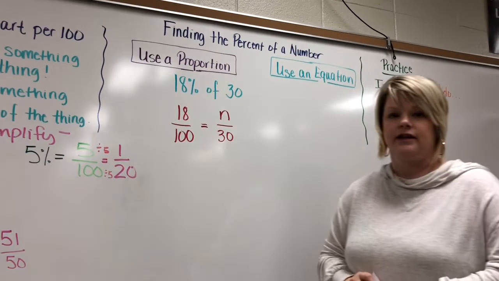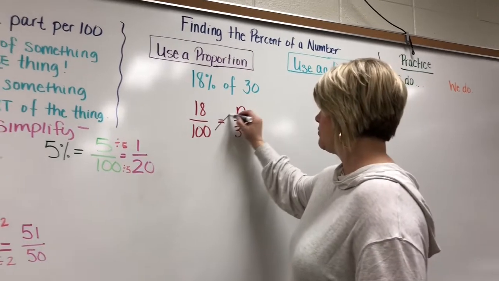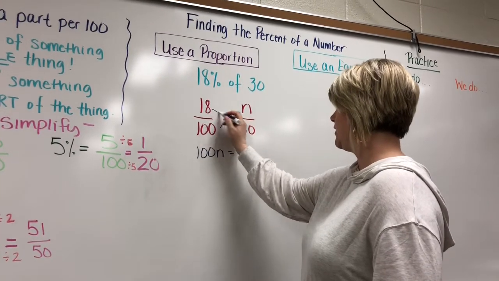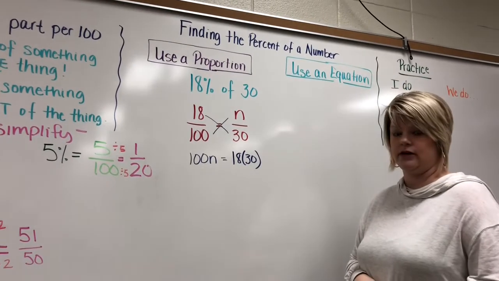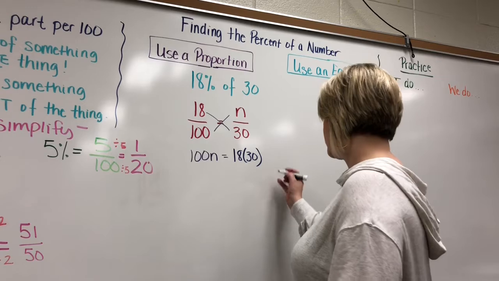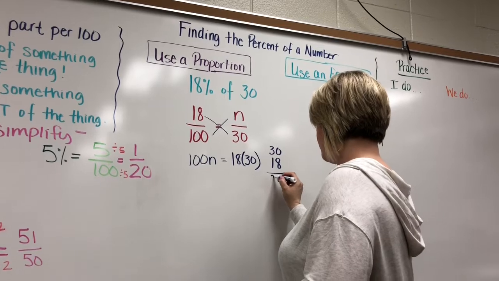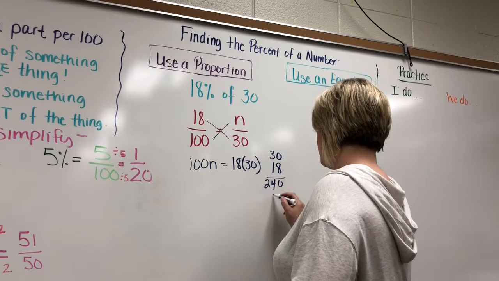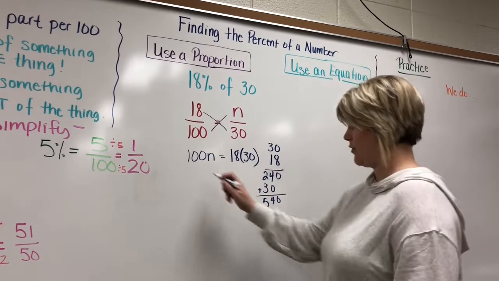Okay? And just like we did in the last unit, we're going to cross multiply. So I have 100 times n equals 18 times 30. Then of course, 18 times 30, just a little side work here. So it's 540.